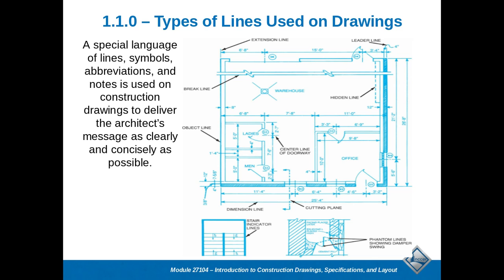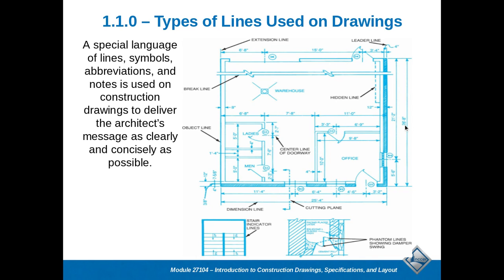Okay, so these are the types of lines that are used on construction drawings. It's a special language of lines, symbols, and abbreviations and notes that we use in construction. Basically, you are learning a whole new way to communicate in the world of construction. You'll notice that this should look familiar. You already have this in your packet of notes with all of the labels with the different lines. You will see these again. You'll see these on your trade term quiz. So make sure you're familiar with these.